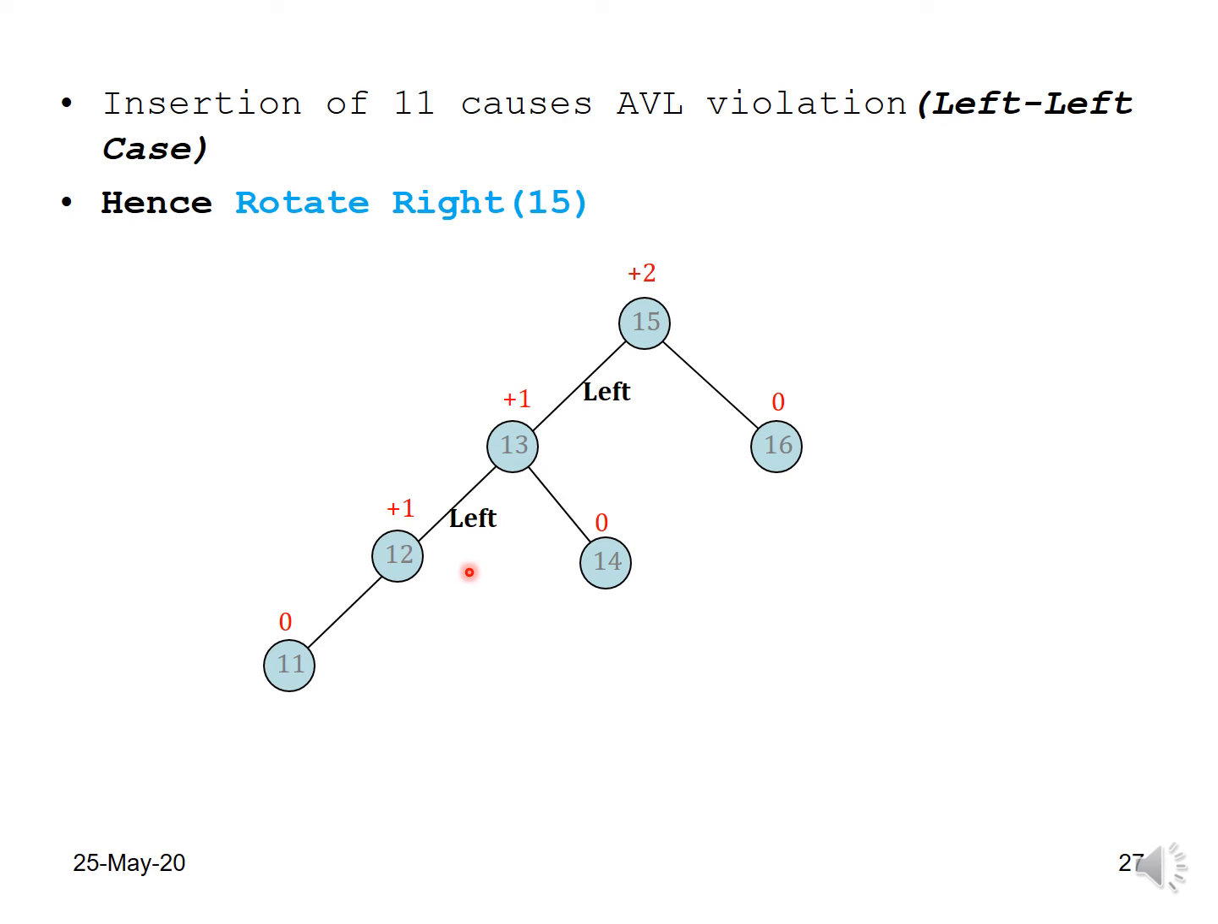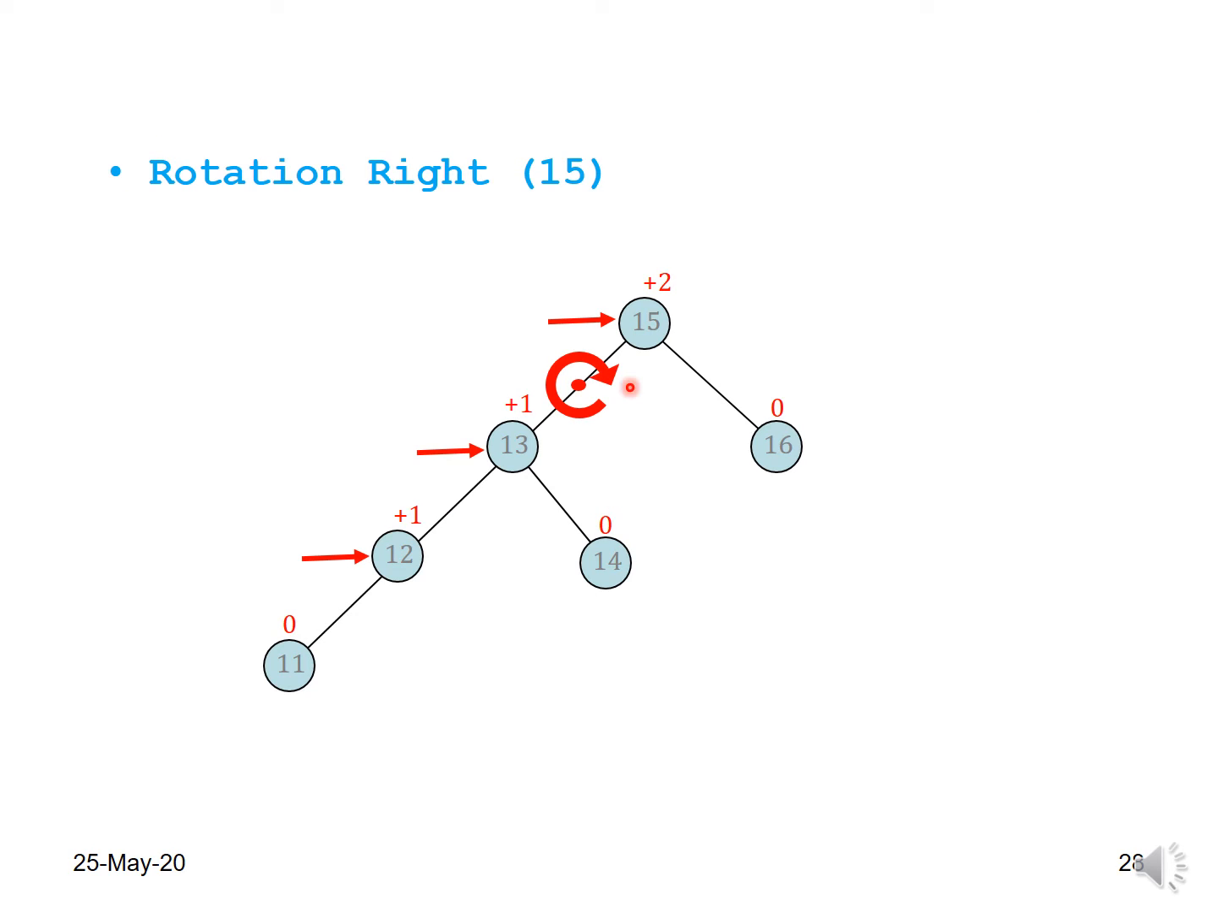So because this is a left case, we will consider only these three nodes because the balance factor of this is plus 2. So this is a left case. So we will perform the single rotation. We will rotate this 15 to the right. These arrows are showing that we are considering only these three nodes, 12, 13 and 15. So it comes out to be on the right hand side.